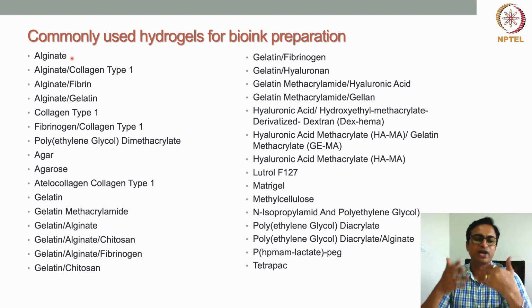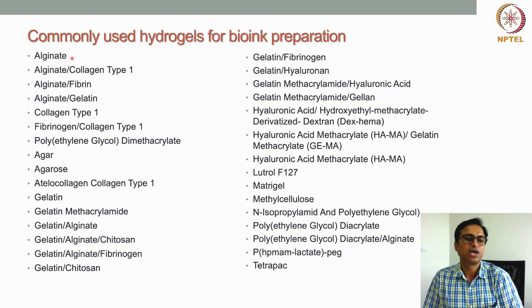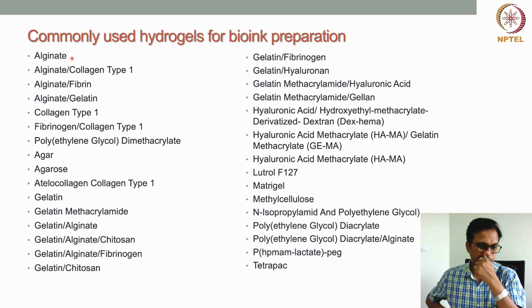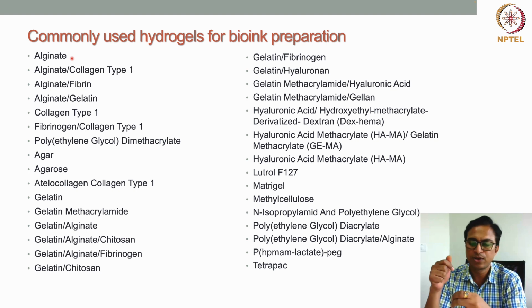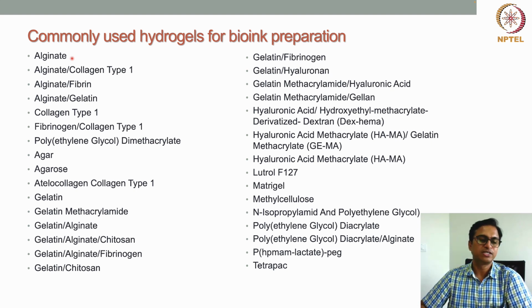So there are different bioactive materials like collagen type 1, fibrin, gelatin. All these things are combined with alginate to develop multimaterial composite bioink, multimaterial bioink. Like alginate has been combined with collagen type 1, so the cellular response improves further. Alginate also combined with fibrin, gelatin, all these things, and then the cellular response is far superior than the only alginate bioink.